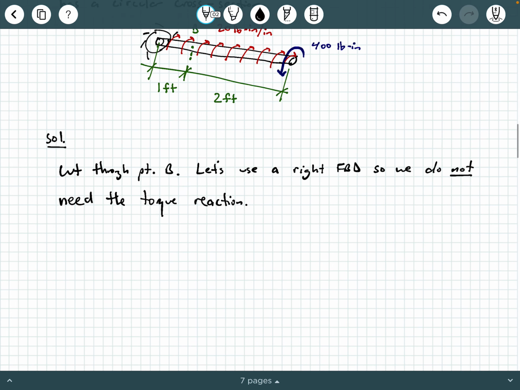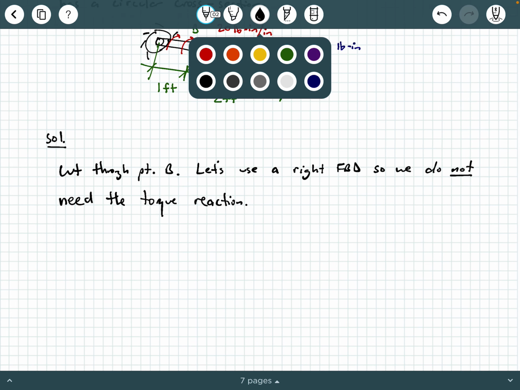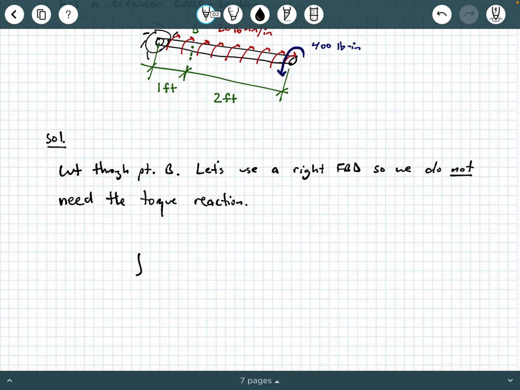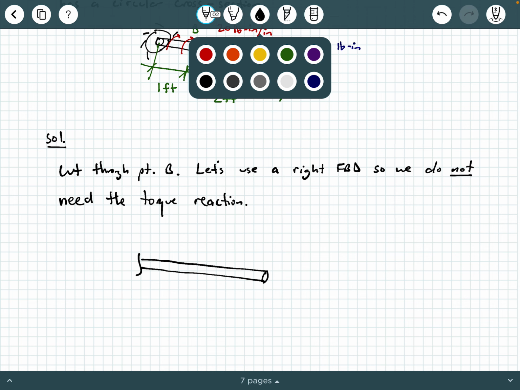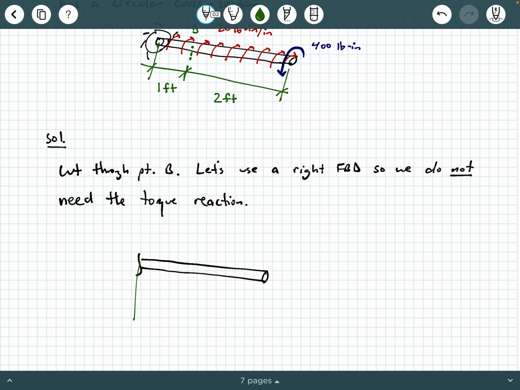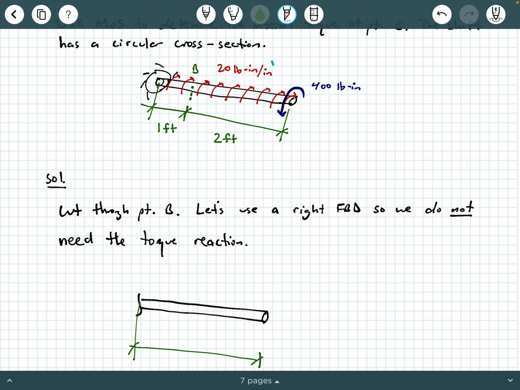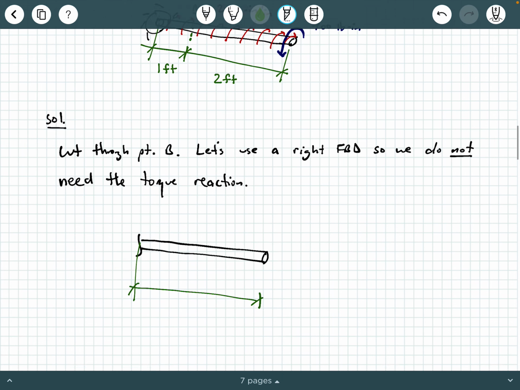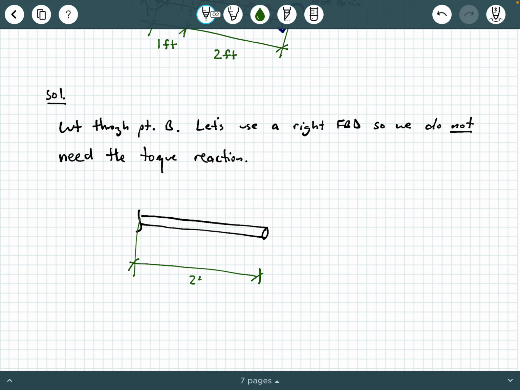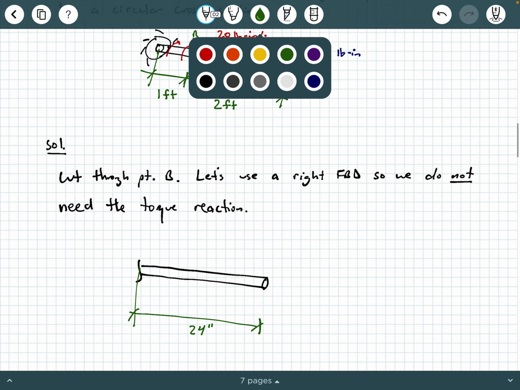So we're going to make the cut at point B, and we are going to draw the right side of that shaft, all right? Now what's going to show up there? Well, we cut it specifically at point B. So this dimension line is going to show up as 2 feet. Now, here's where you've got to be careful. Notice that your uniformly distributed torque has units of pound-inches per inch, which means we probably should express this as 24 inches instead of 2 feet, all right?